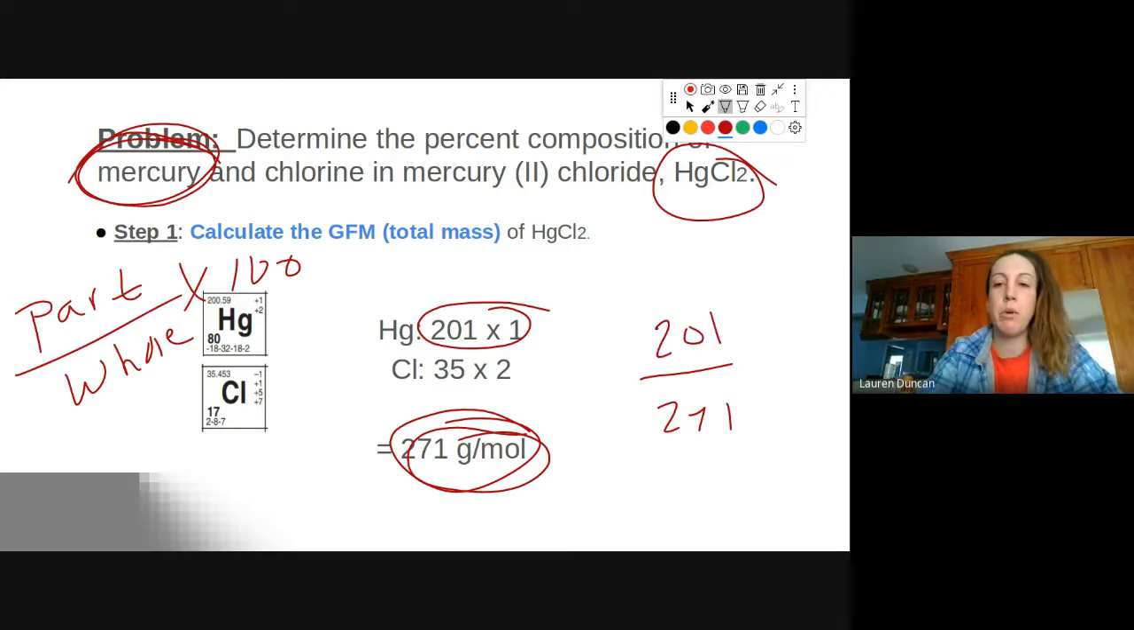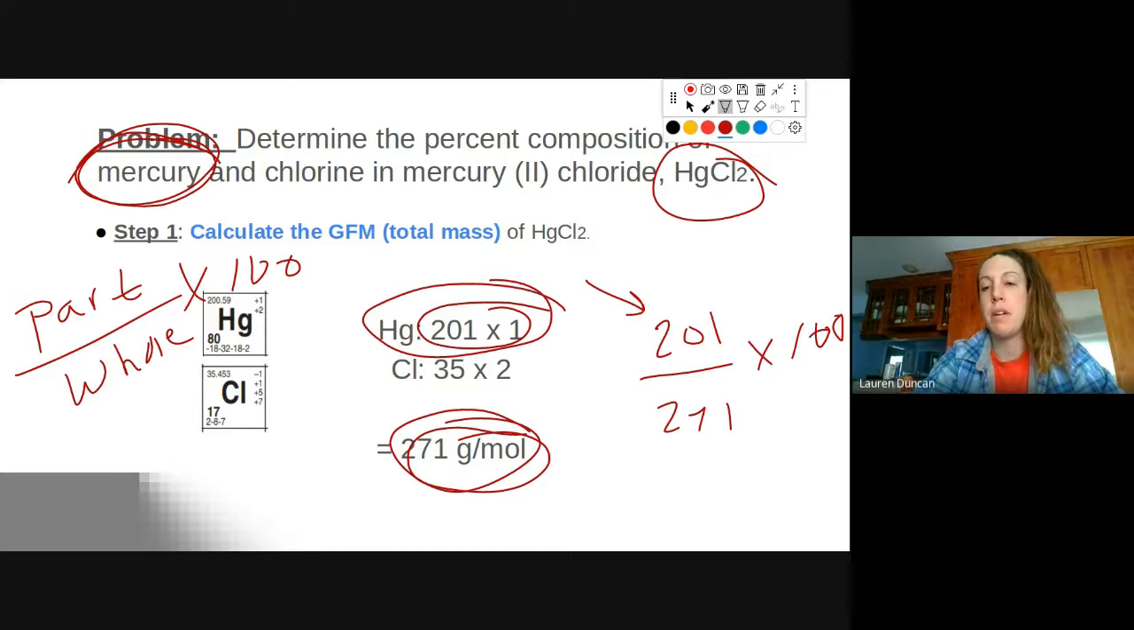So this is basically what my setup would look like. The mass of the part, what you're looking for. In this case, we said it was mercury. That's 201. Of that 271, the whole, came from mercury. That would give you a decimal. That one multiplied by 100 would turn that into a percentage.